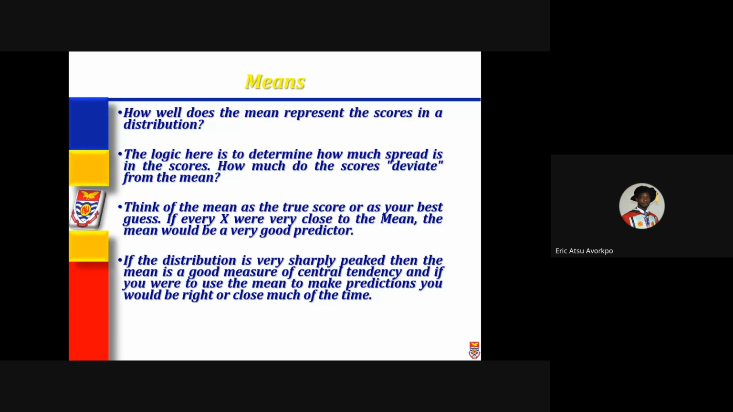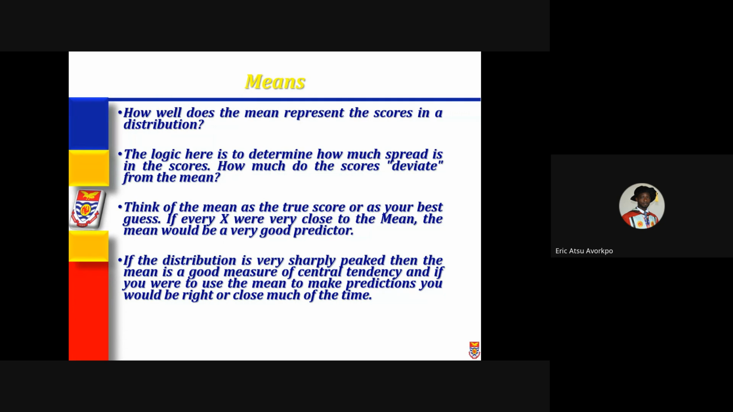The logic here is to determine how much spread the scores have and how much the scores deviate from the mean. Now, if you're able to compute how much they differ from the mean, then it becomes easy for you to use that metric to select which of the metrics best describes it, right? And that is just what the variance and the standard deviation are going to help us with.